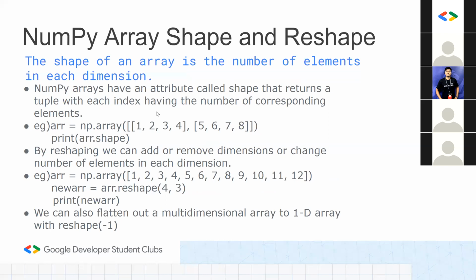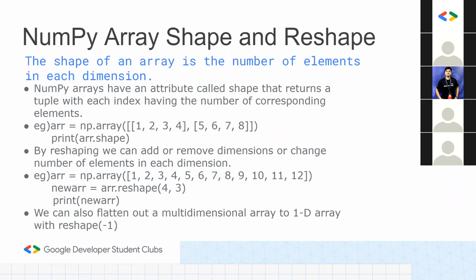Now there is again another feature called shape and reshape in the NumPy class. So the shape of an array is the number of elements present in each dimension. NumPy arrays have an attribute called shape that returns a tuple, with each index having the number of corresponding elements. So let's consider this example.